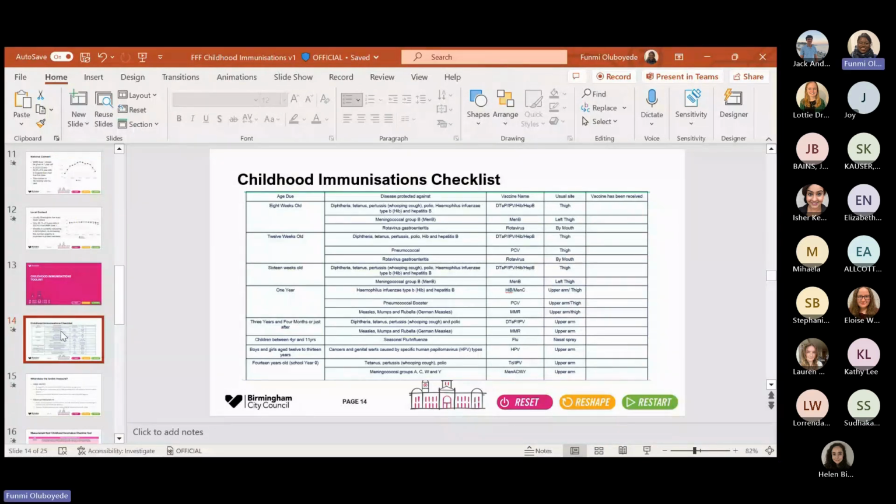And then right at the end, you have a column that says vaccine has been received. That would be the most important bit here, so that we can ascertain whether the child has had the complete vaccination schedule or whether there are any gaps.